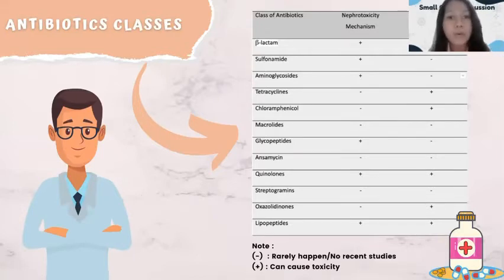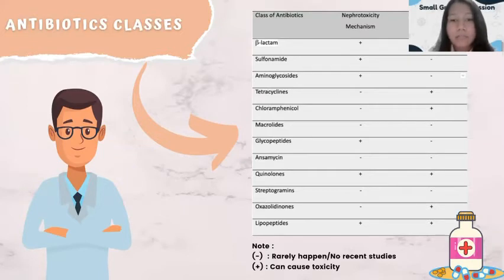Based on the table, there are several antibiotic classes that can cause nephrotoxicity and hepatotoxicity, or can cause one of them. So beta-lactam, sulfonamide, and aminoglycoside can cause nephrotoxicity, but hepatotoxicity rarely happens. And tetracycline and chloramphenicol can cause hepatotoxicity, but nephrotoxicity rarely happens. In macrolide, nephrotoxicity and hepatotoxicity rarely happen. And then glycopeptide can cause nephrotoxicity, but hepatotoxicity rarely happens. And then ansamycin, in ansamycin, nephrotoxicity and hepatotoxicity, there are no recent studies.